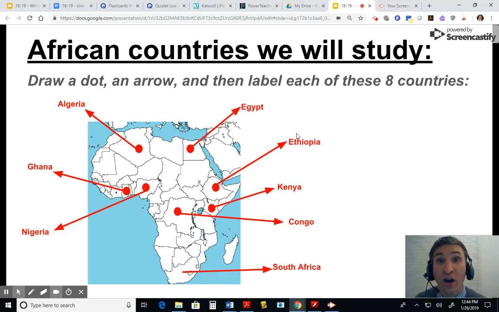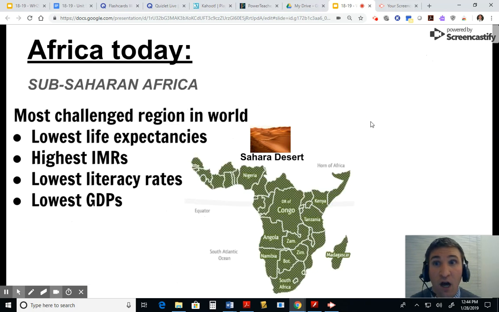Let's do it. African countries we will study. It's important to know where they are before we get into their stories. So please, on your blank map, draw a dot, an arrow, and then label each of these 8 countries on your sheet. Stop this video, press the spacebar, pause it, and do it now. Pause. Okay. On we go.